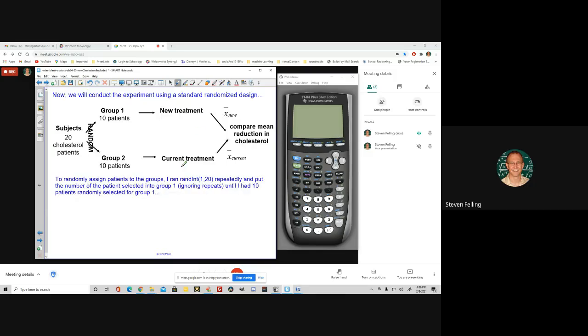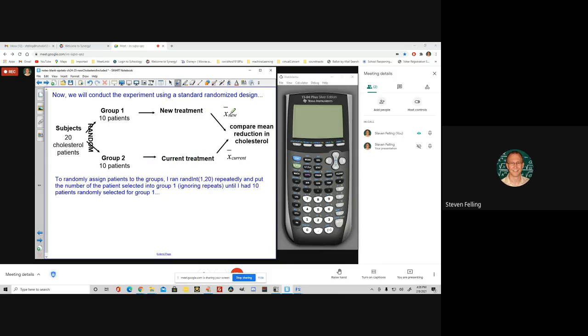Okay, so now we're going to set up an experiment. And the first thing we're going to do is a standard randomized design, right? The standard randomized design would be if we had the 20 subjects and we randomly assign them to two groups, 10 patients in group one, 10 patients in group two. And then one of the groups will get the new treatment and the other group will get the current treatment.